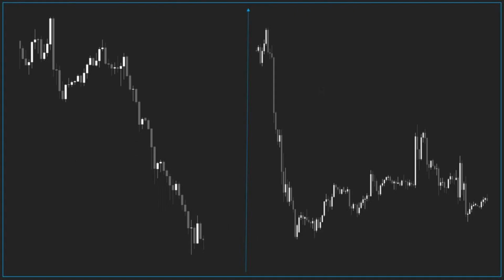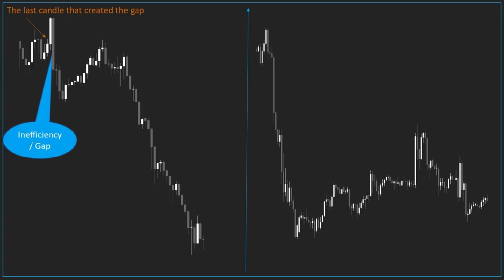Here's an example. From this example, we can see the last candle that created the inefficiency. Look at this white candlestick. This is the last candle responsible for the inefficiency, which then left a gap in the market. Can you see that? Therefore, we can mark the white candle as our order block since it's the key point where inefficiency was introduced.